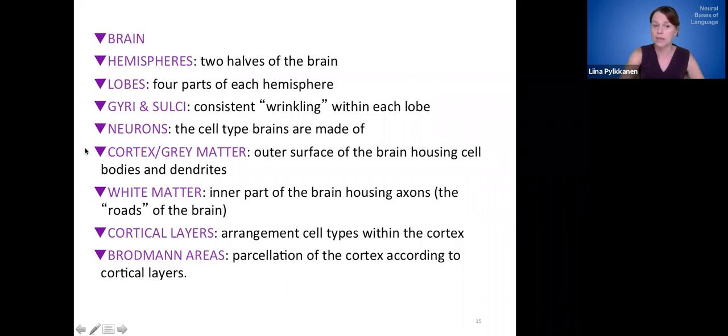our brains. The brain can also be divided into gray matter, or the cortex, versus white matter. Gray matter houses the cell bodies and dendrites, and white matter houses the axons. And your cortex then further has different layers, so that's the arrangement of different cell types within the cortex. On the basis of that arrangement, we refer to different parts of the brain in terms of Brodmann areas. That's the parcellation that Corbinian Brodmann developed.